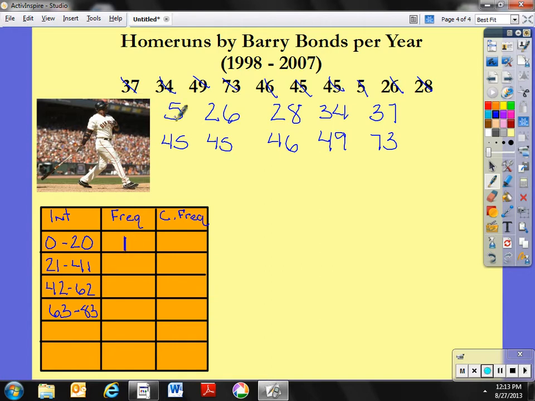And that's why I only hit 5. Now, there's nothing here. So far, the cumulative frequency is just 1. Easy enough. Now, how many times did he hit between... I'm going to cross this out so I don't use it again.